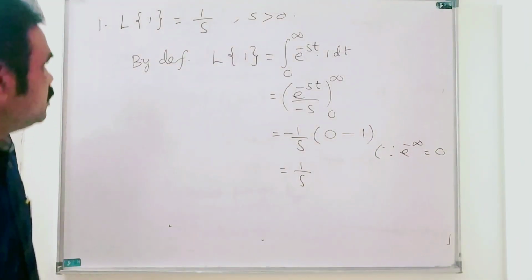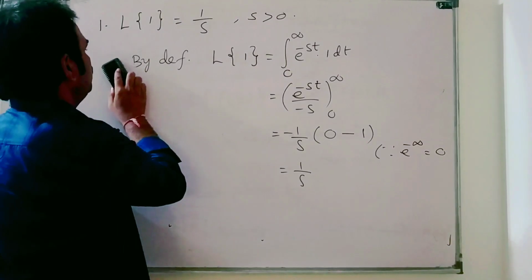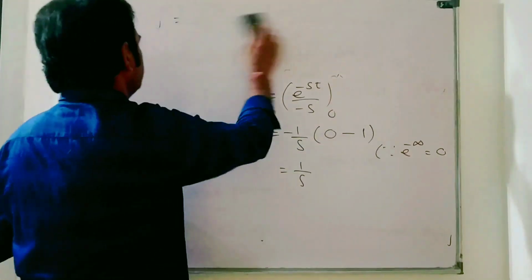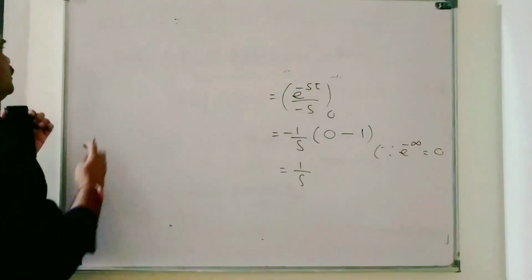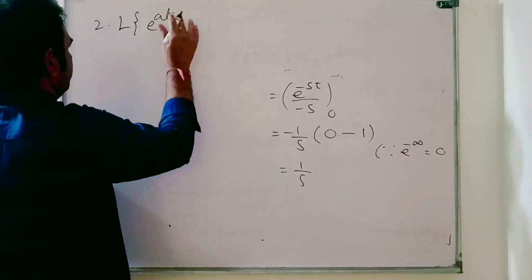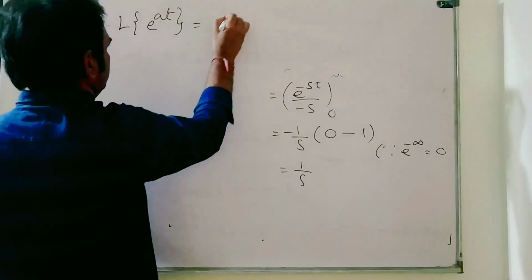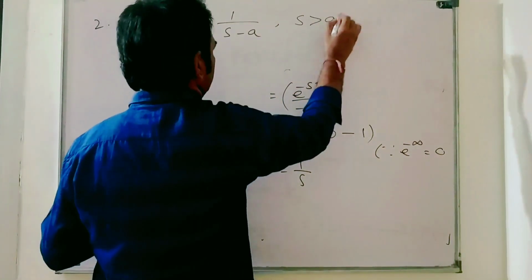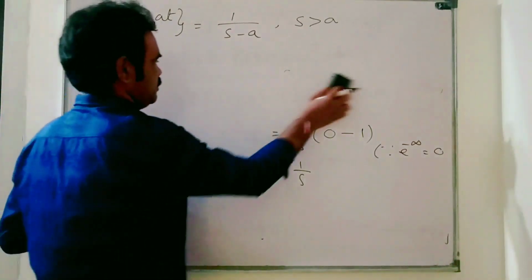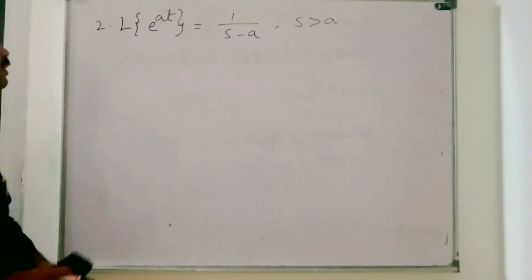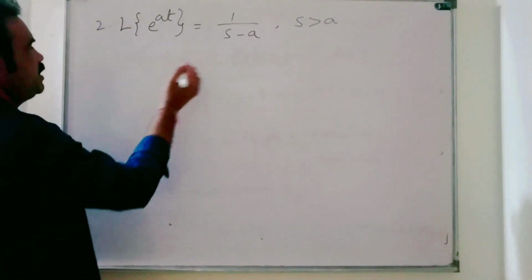Next, the second one. L of e power at is equal to 1 by s minus a, where s greater than a. L of e to the power of at is 1 by s minus a.